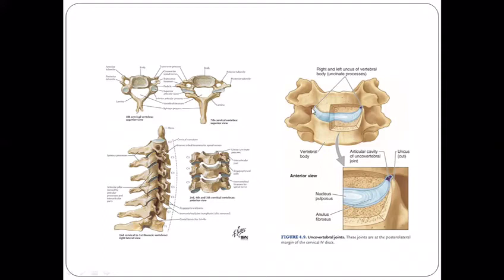And this joint is mainly involved in spondylosis. That's an important feature related with this uncovertebral joint, because it is involved in spondylosis. So here you can see these raised lips are known as the uncinate process or uncal process.